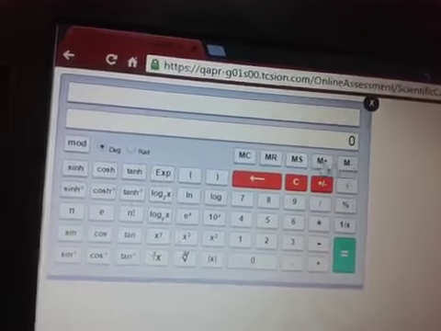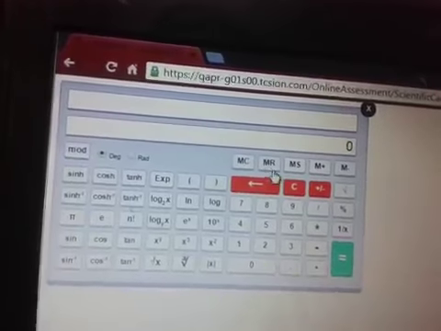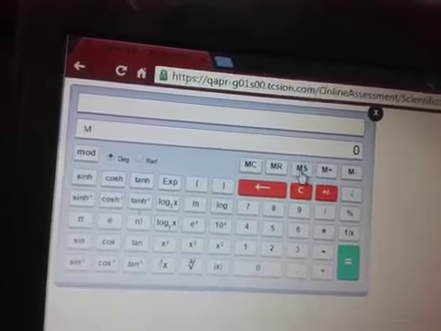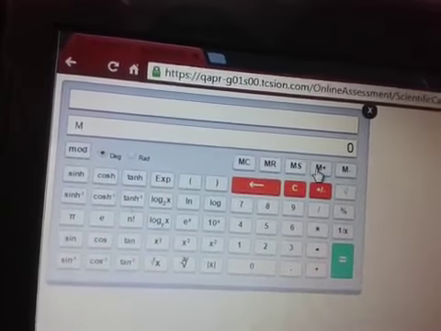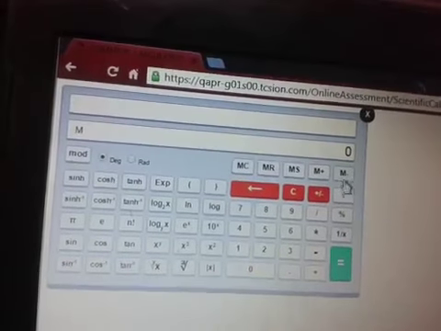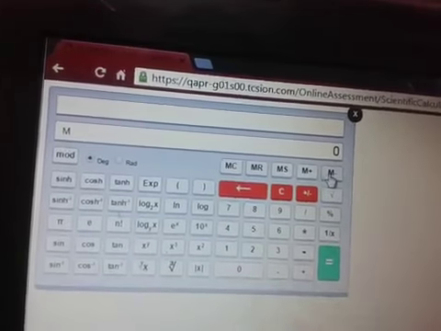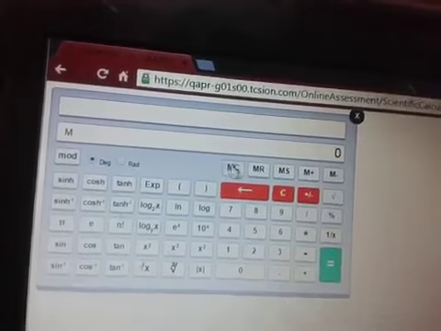What are these buttons? Here we have MC, which is memory clear, MR means memory read, MS memory store, M plus adds to the thing that is previously stored in the memory, and M minus subtracts from the thing that is previously stored in the memory. Okay, let's have a demo.